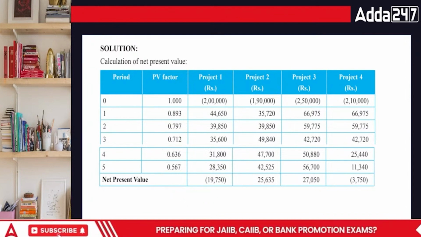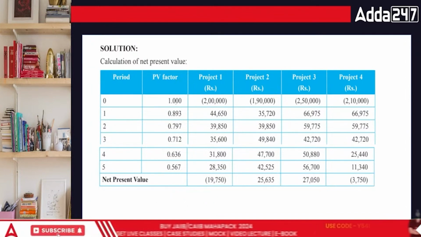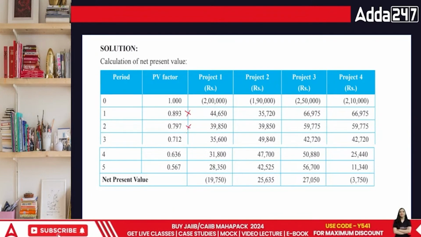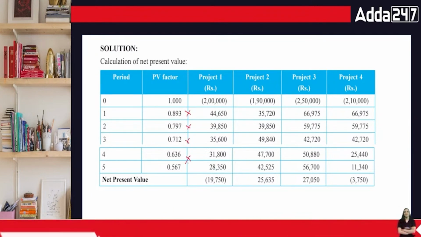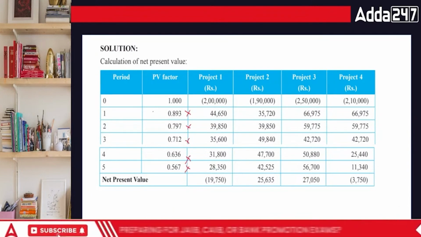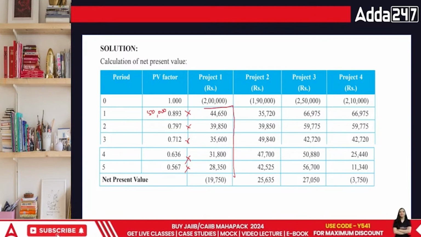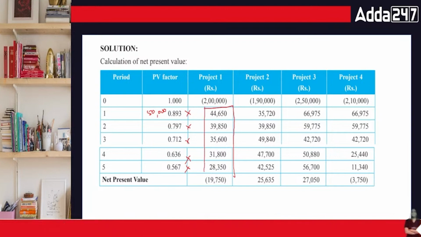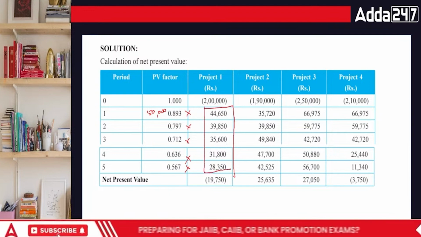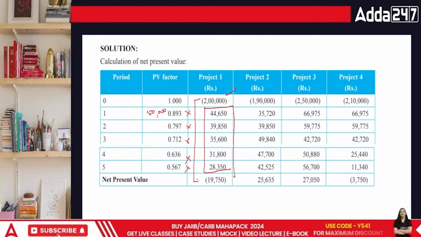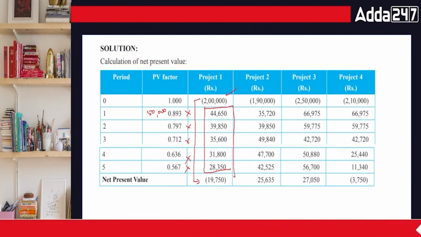What they did is they have written all the PV factors. PV factors are multiplied by each and every cash flow. The cash flow was 50 in the first case. All the 50s are multiplied with these and you are getting the answer. Once you do the total of it, this is your initial investment. You reduce your initial investment, 19,750, from this and you will get a positive or a negative answer.